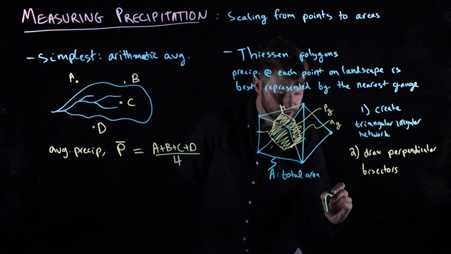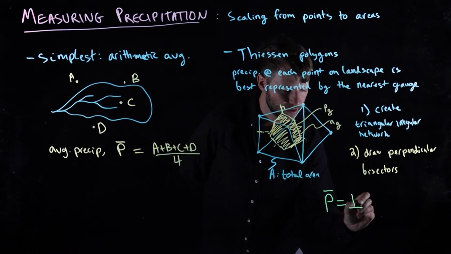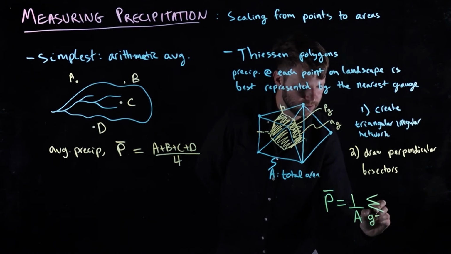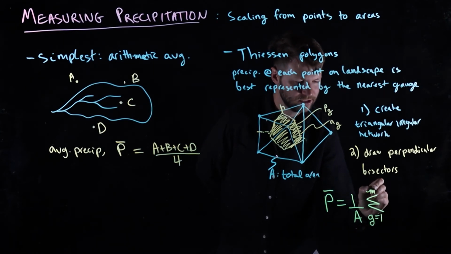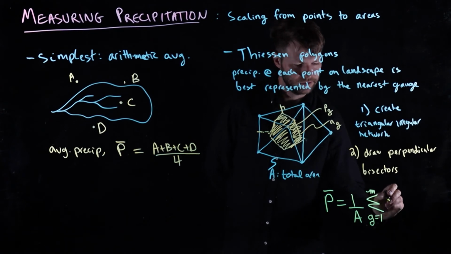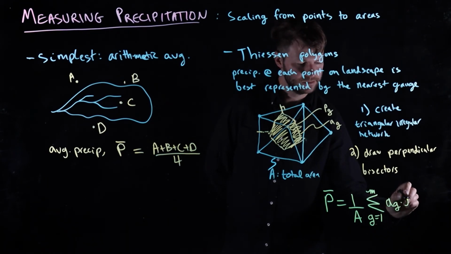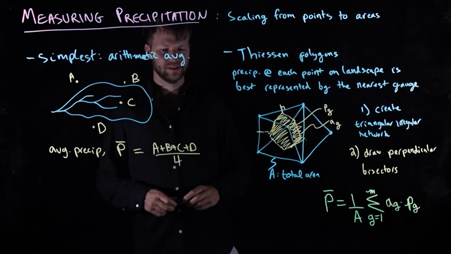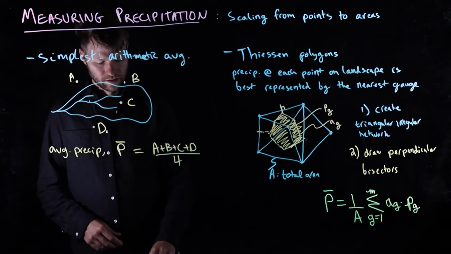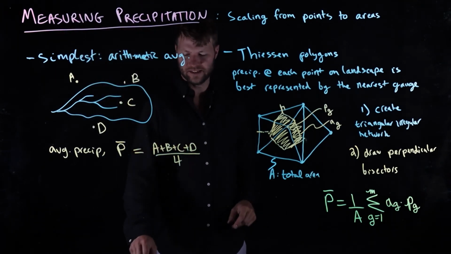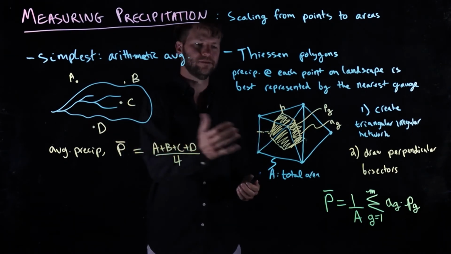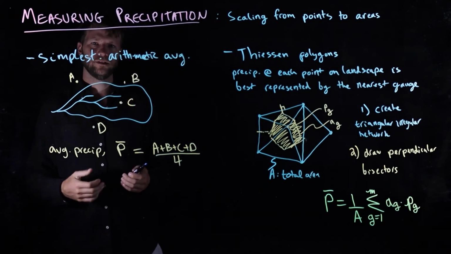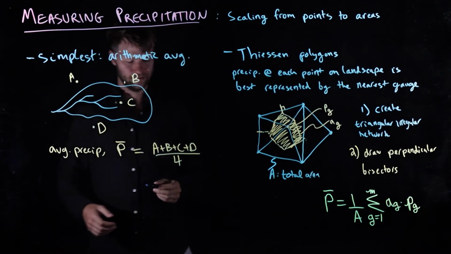The average precipitation is going to be 1 over the total area times the sum as G goes from 1 to however many gauges there are of those little areas times the precipitation in each one. So this is a weighted average across the landscape with this Thiessen polygon method. One of the issues with both of these is that they don't contain any other spatial information other than the horizontal distribution of gauges. And in many catchments, we know that, for example, precipitation increases with elevation.